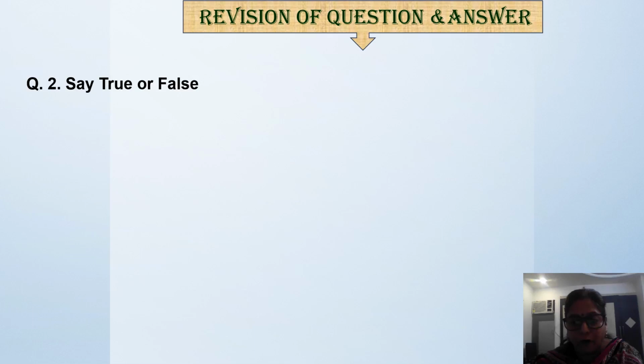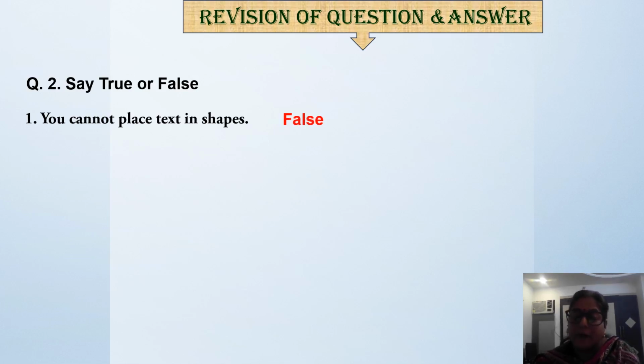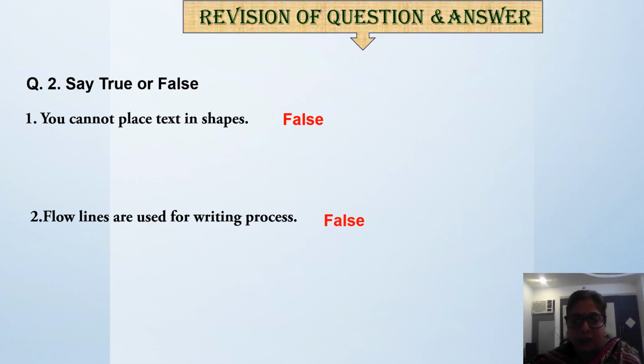Now, question number 2. Say true or false. First one: you cannot place text in shapes. What is the answer? Is it true or false? Yes, right. The answer is false. You can place text in shapes. Then second: flow lines are used for writing a process. The answer is false. No. Flow lines are not used for writing a process.